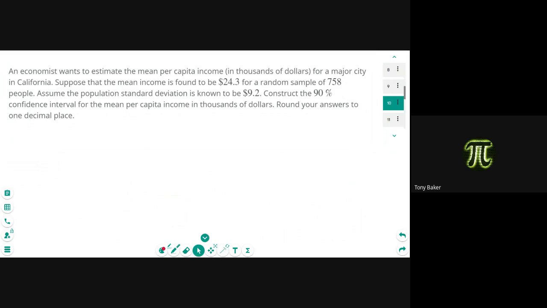An economist wants to estimate the mean per capita income of a major city in California. Suppose the mean income is 24.3 for a random sample of 758 people. Assume the population standard deviation is known to be 9.2. I'm going to guess this is in thousands of dollars. Construct the 90% confidence interval for the mean per capita income in thousands of dollars.